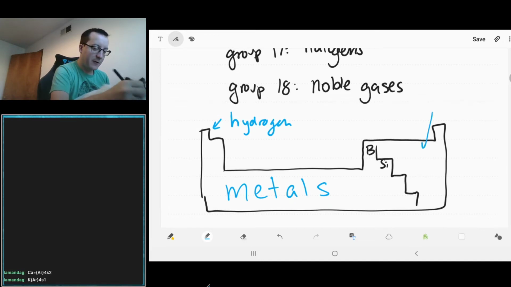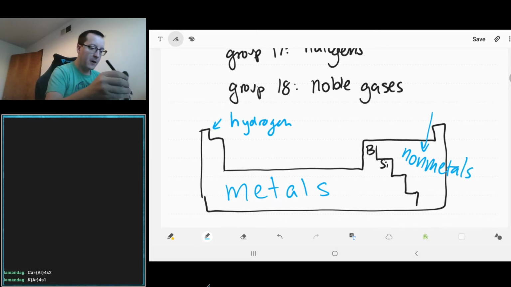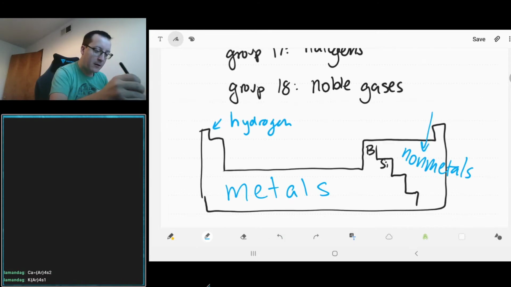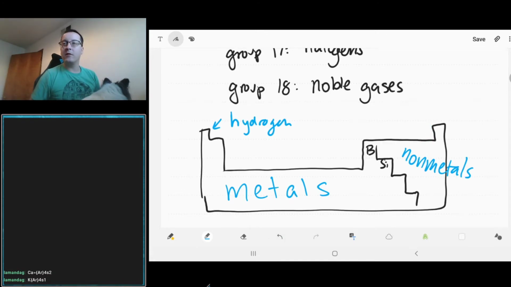Everything that's going to be on the right side are called non-metals.